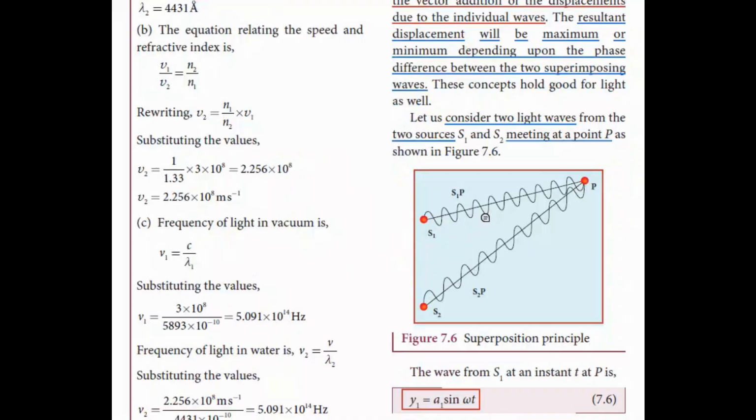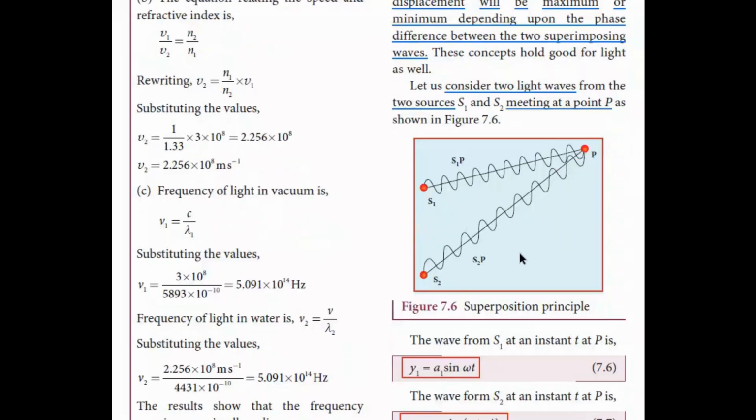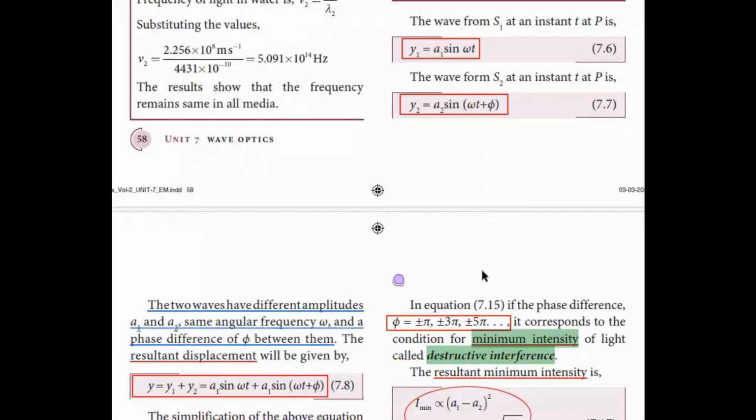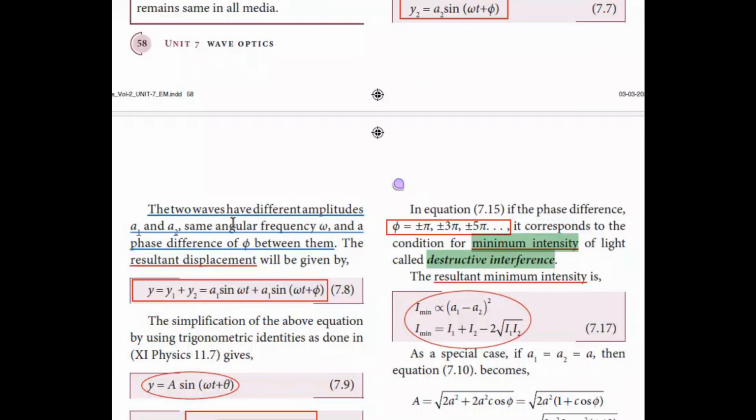For this explanation, let us consider two light waves from the two sources S1 and S2 meeting at a point P as shown in this diagram. The wave from S1 at any instant t at P is given by y1 equal to a1 sin omega t, and the wave from S2 at an instant t at P is given by y2 equal to a2 sin(omega t plus phi). The two waves have different amplitudes a1 and a2, same angular frequency omega, and a phase difference of phi between them.